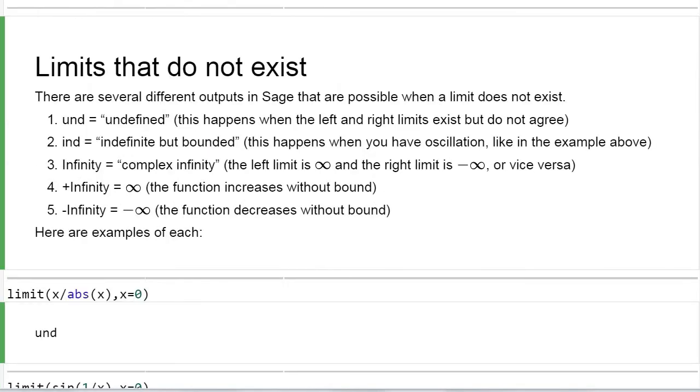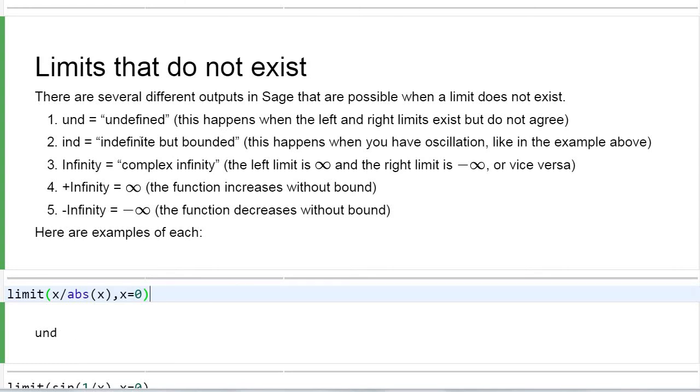Okay, we've seen several ways where the limit doesn't exist, and Sage has different kinds of outputs. I would like to briefly go through the five different possibilities for when a limit doesn't exist. So the first one is UND, which is shorthand for undefined. That happens when the left and right limits both exist. From the left to the right, it's a number, but it's a different number. So that happens, for example, in x divided by the absolute value of x, as x approaches 0. And you'll see more about that in your assignment.